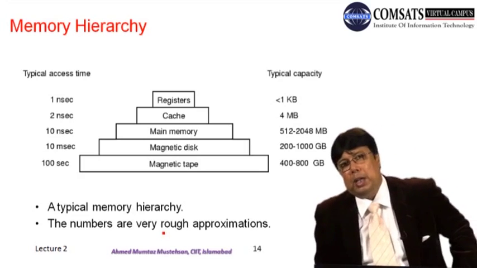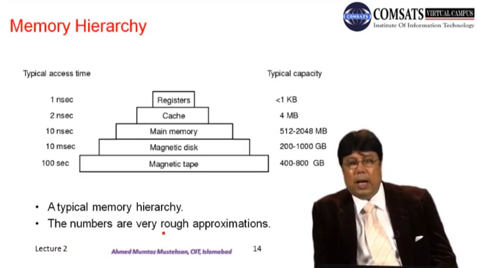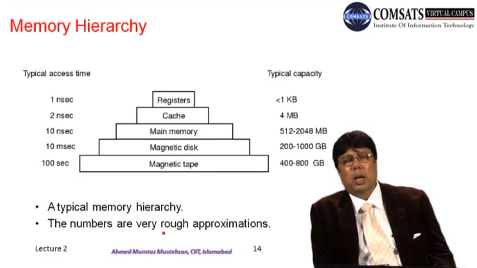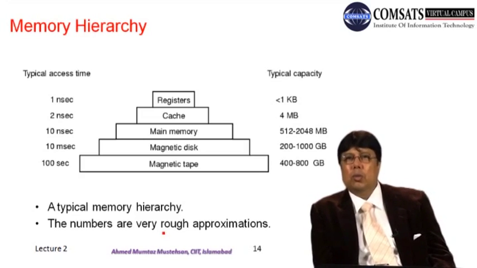ये वही speed है जिस speed के साथ आपका CPU execute करता है, उसी speed से data को access कर लेता है. But the size of the registers is less than 1 kilobit. What does it mean? If we are talking about a 32-bit architecture or 32-bit machine, then we have 32 registers each of 32-bit.